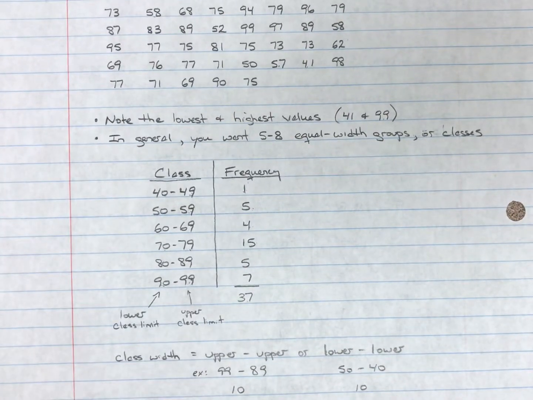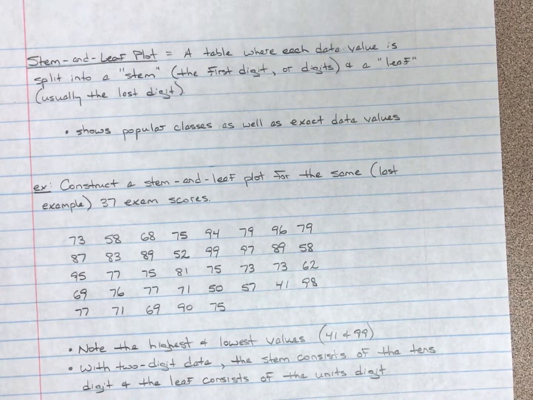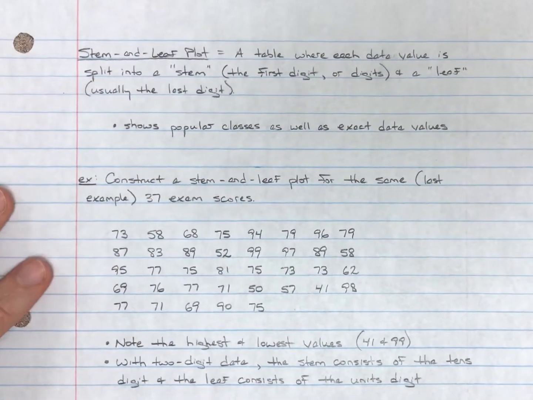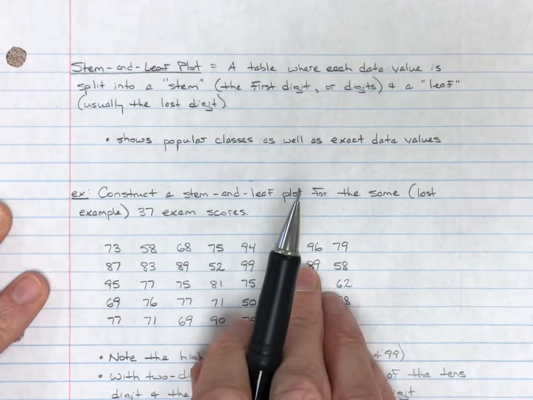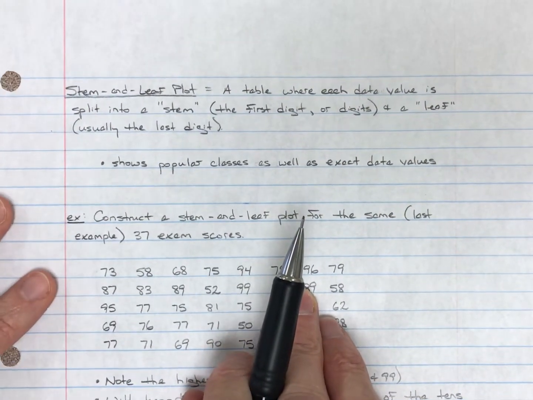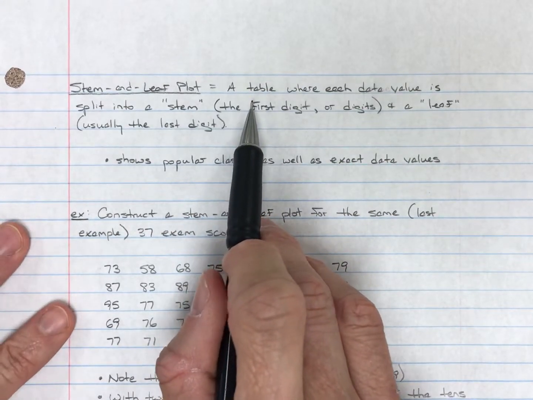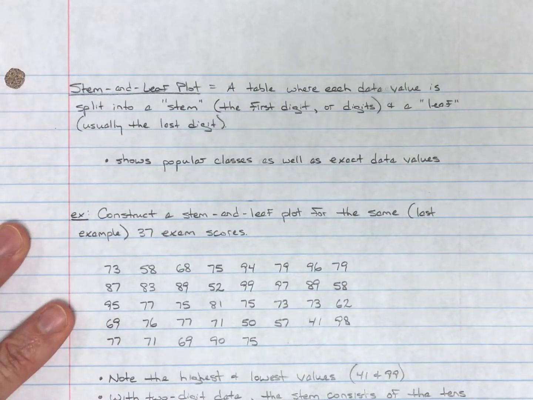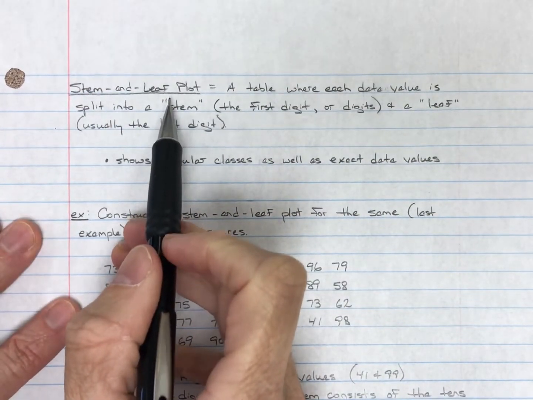Okay, the last one to look at would be stem and leaf plots. Okay, if I can get my paper centered. All right, a stem and leaf plot is a little newer. It's probably within the last 30 or 40 years, would be my guess. Frequency tables have been around for quite some time. Stem and leaf plots not nearly as long.